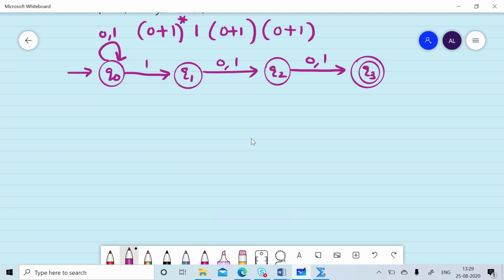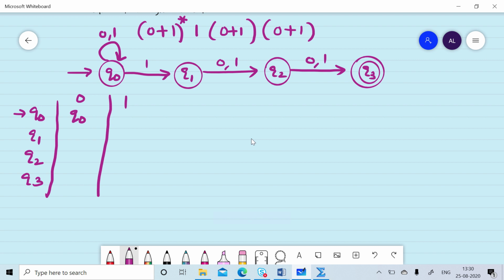Now we will design the transition table for the given NFA. Q0 is the initial state, then Q1, Q2, Q3. On reading 0, we will move to Q0. On reading 1, we will move to Q0, Q1. On Q1, on reading 0 or 1, we will move to Q2. On reading 0 on Q2, we will move to Q3. On reading 1, we will move to Q3.